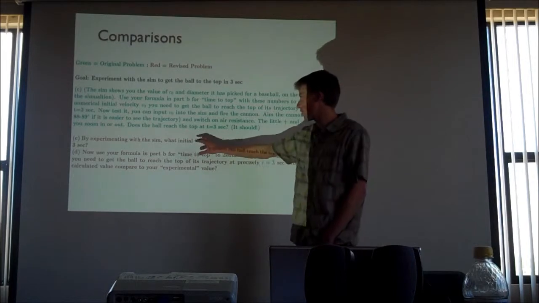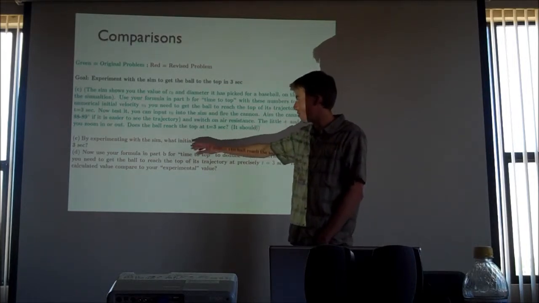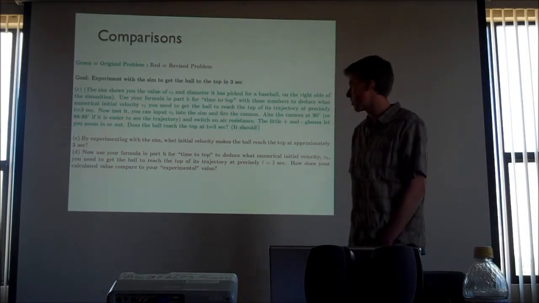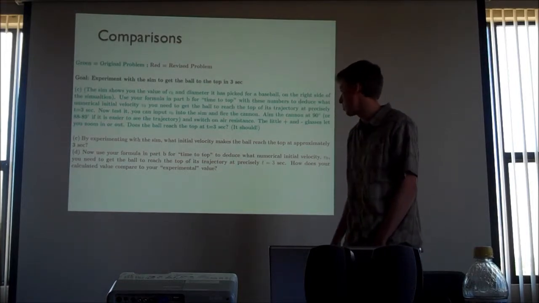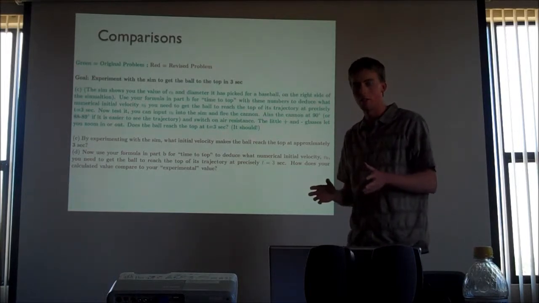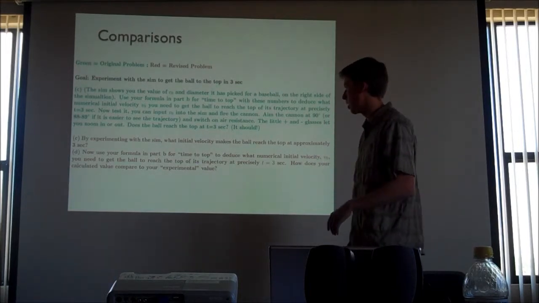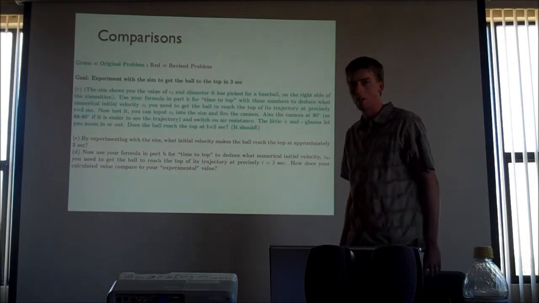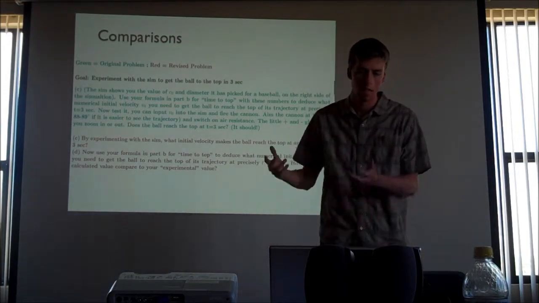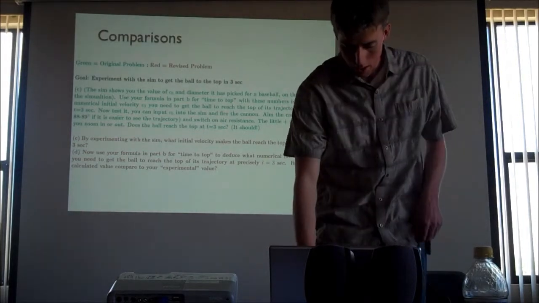So I changed this, and Part C starts with, okay, by experimenting with the sim, what initial velocity makes the ball reach the top? So they haven't done any calculations yet. They're just supposed to play with the sim and basically figure this out experimentally. And then I say, okay, go back to the math and see if you get the same answer.